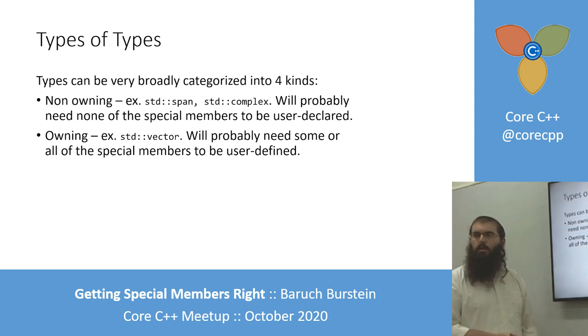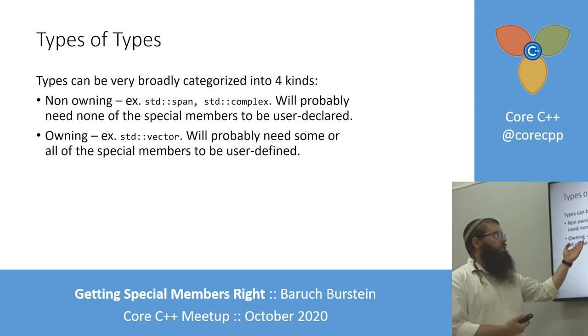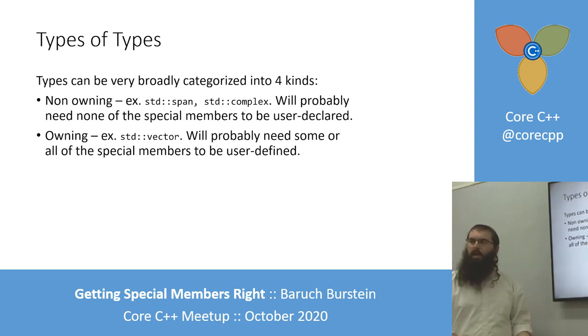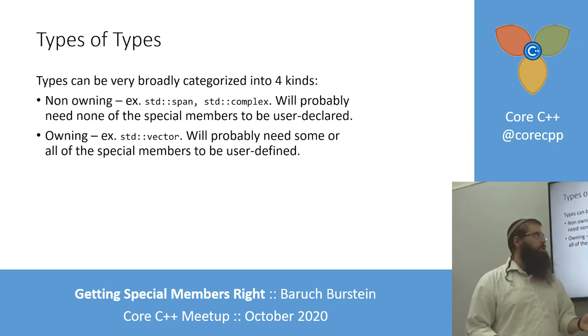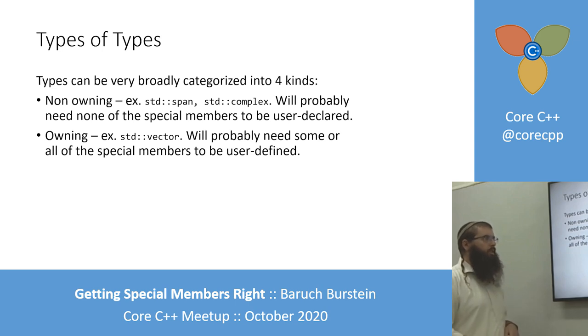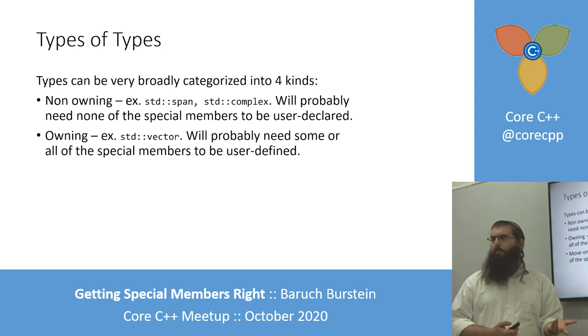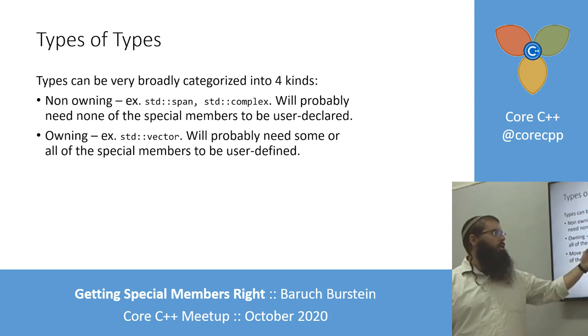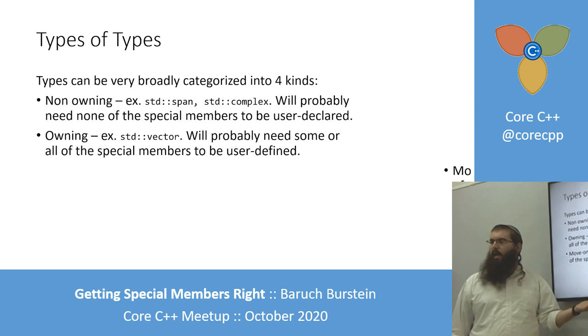An owning class, such as std vector or any of the standard containers, will probably need all or some of the special members to be user defined, because obviously they need a deleter to delete the object that it's managing. In this category, it's usually objects that are on the heap, and therefore you can copy them. You would just have to do a deep copy, so you have to define the copy constructors. You might want to define a move because it's usually cheaper.